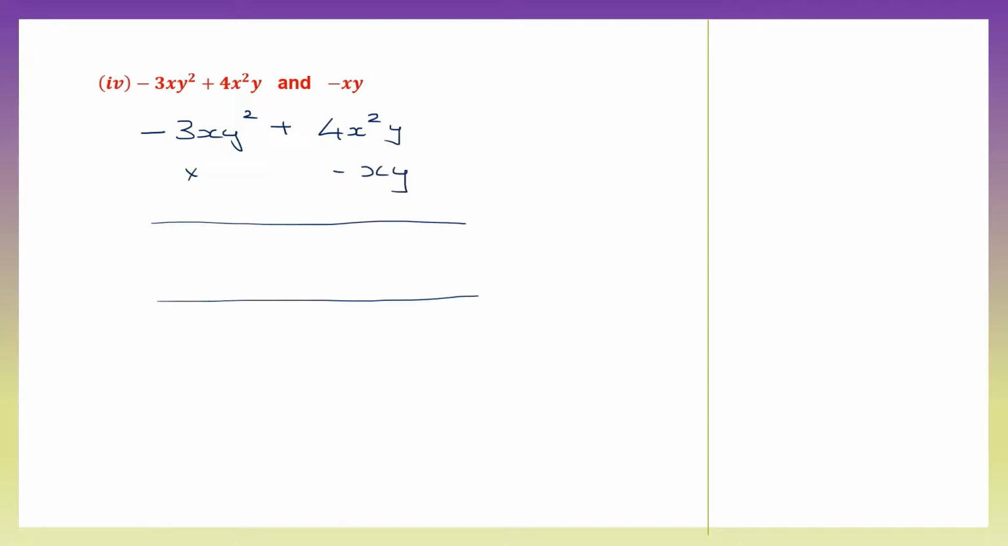Question 4. Minus 3xy square plus 4x square y into minus xy. So let's start by multiplying minus xy and minus 3xy. So we can put a 1 here. So let's write that minus 3xy square into minus 1xy. So now let's take the numbers minus 3 into minus 1. Let's take the x, we have x into x. Let's take the y's, we have y square into y.